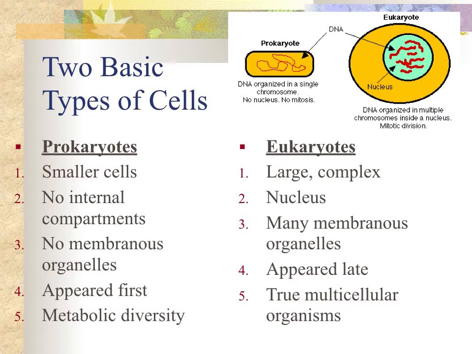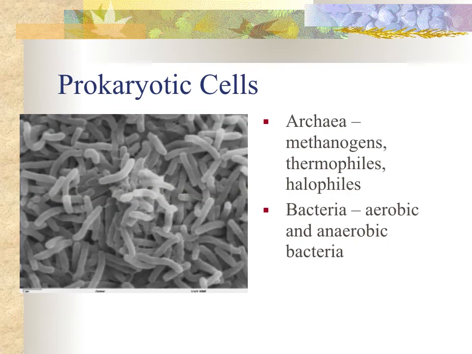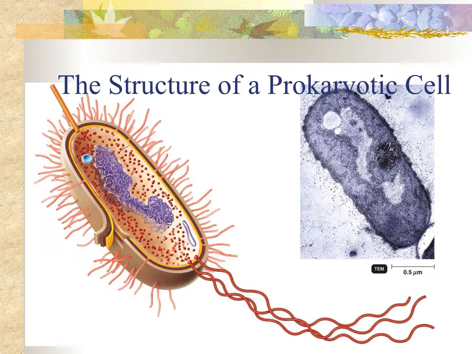Okay, so there's details. So let's dig into some of these details. Prokaryotic cells. These are archaea, the methanogens, thermophiles, halophiles. All of those organisms don't like oxygen. And then bacteria, aerobic and anaerobic. And if you look at archaea and bacteria, you can't tell the difference. They're the same size, they have similar shapes. It's only chemically that we can tell the difference. These all look alike, and they all basically contain the same structures, although there might be chemical differences between the two groups.